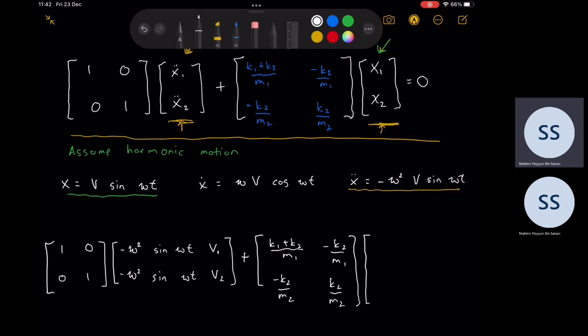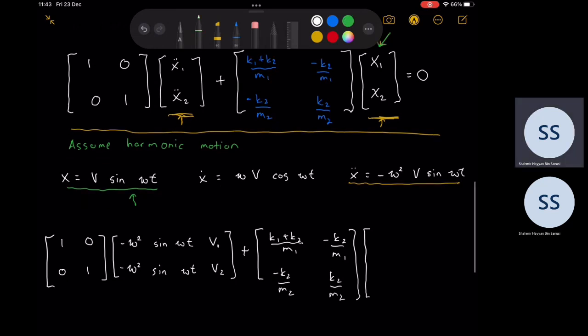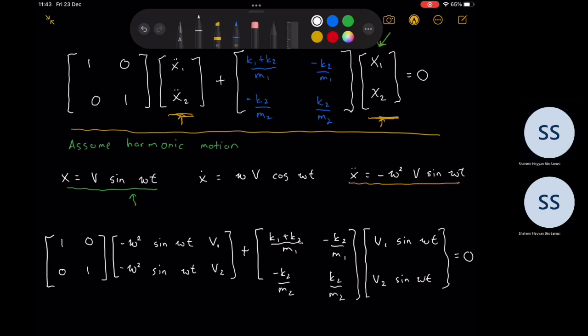Now matrix X doesn't exist anymore because we change it with this. So X1 will become V1 sine omega t, and X2 will become V2 sine omega t, and this is equal to 0. If you remember, I mentioned that we want this matrix and this matrix to be equal. They have to be the same so that we can solve it. So mathematically, we can cut off sine omega t.